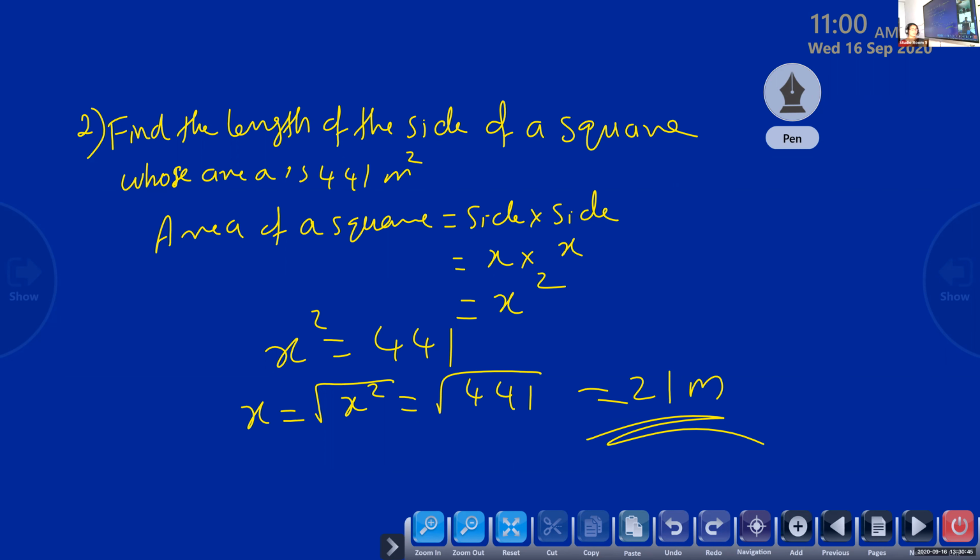If you don't know that the square of 21 is 441, you can use the division method to find it. Otherwise, since it is a familiar number, 441 is 21 square, so there is no need to use the division method. You can just write it as 21. If you don't know the root of 441, you can find it using the division method. Okay, next question.